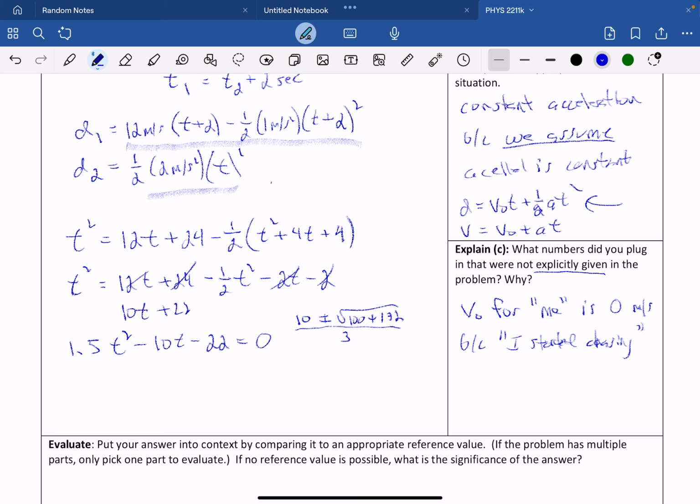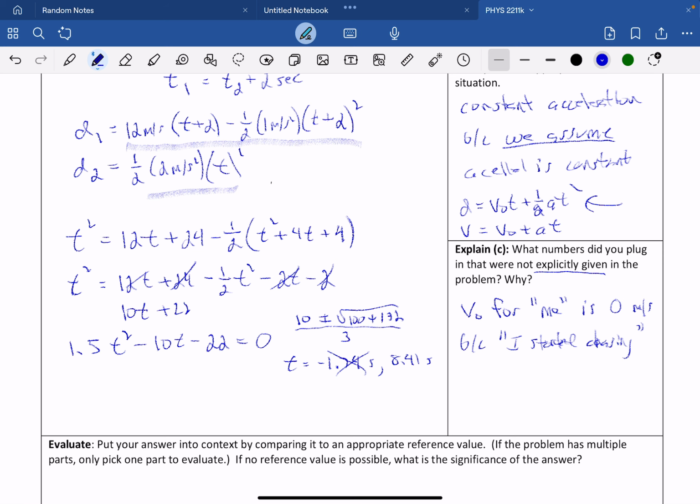And when we plug this in, we find out that our times are equal to either negative 1.74 seconds or positive 8.41 seconds. Now, negative time means before the problem started, and that's not really a useful solution for us. The positive time is the one that makes sense.